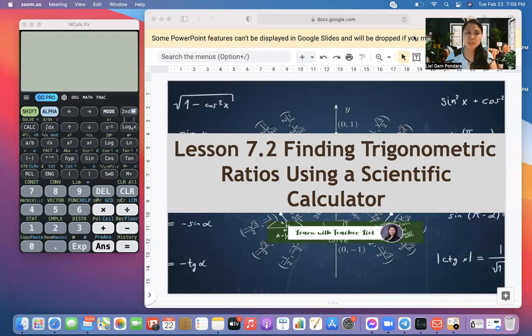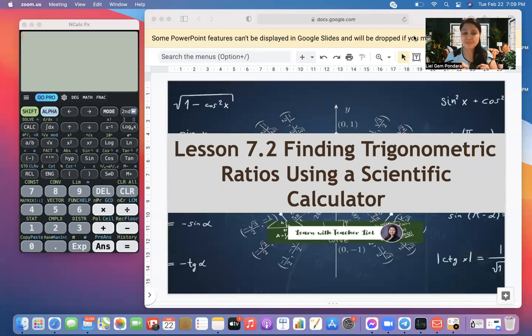Yesterday, we talked about the 6 trigonometric functions. We have the sine, cosine, tangent, cosecant, secant, and cotangent. And we use the mnemonics SOH, CAH, TOA, and so on, in order to find the values of these 6 trigonometric functions given a right triangle.